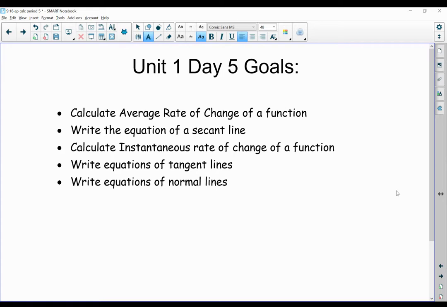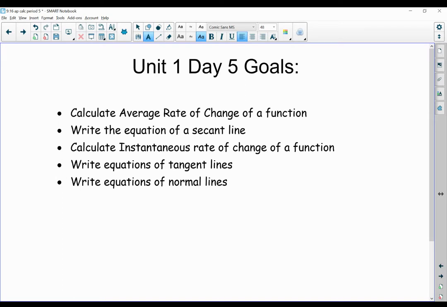So we have some objectives for the day to finish up our limits unit. We're going to go back to where we started on day 1, and talk about how we calculate the average rate of change of a function and the instantaneous rate of a function. Then we're going to talk about some equations of lines that you may have seen before. It'll sound kind of familiar. You probably remember them from Orchard Hideout. There's secant lines and tangent lines, and we're going to discuss normal lines.